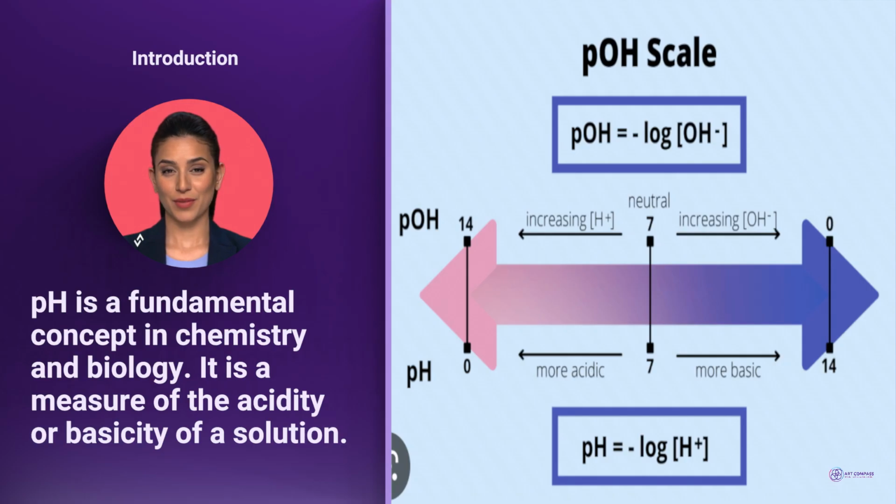Let's begin Part 1. pH is a fundamental concept in chemistry and biology. It is a measure of the acidity or basicity of a solution. In this lesson, we will explore what pH is, how it is measured, and why it is important in biological processes.